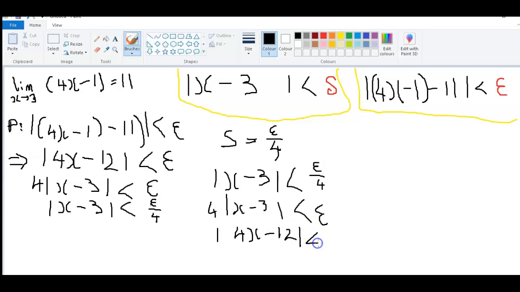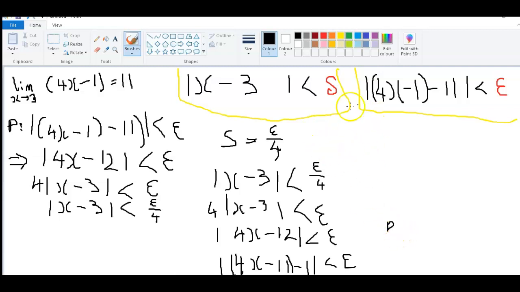And now, how do you get this to this? Well, just rewrite minus 12 as minus 11 minus 1, right? I mean, look how we went from here to here. So just rewrite that. So 4x minus 11 minus 1, because that's minus 12, is less than epsilon. So now put the brackets there. And there we go. We copy it down and this equals to this. Therefore, our proof is done.